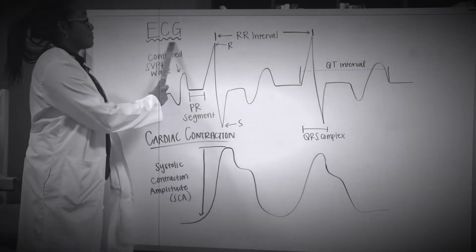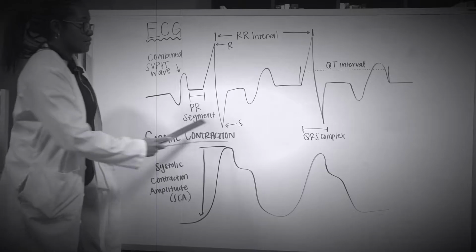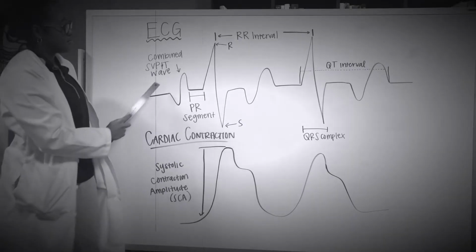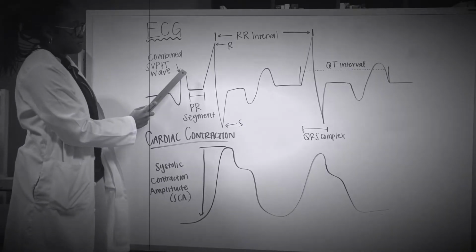In this experiment, we recorded an electrocardiogram, which is representative of the electrical event in the heart. In the ECG recorded from a frog, there was a combined SVP and T wave. The SVP wave indicates atrial depolarization, and the T wave represents ventricular repolarization.